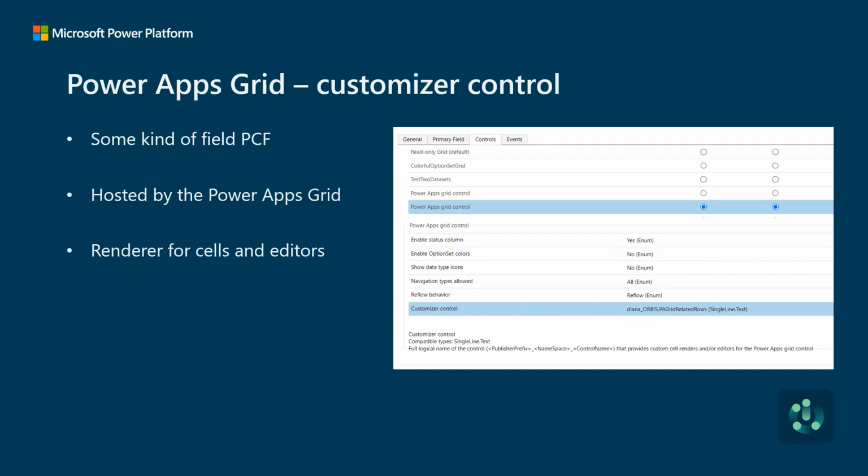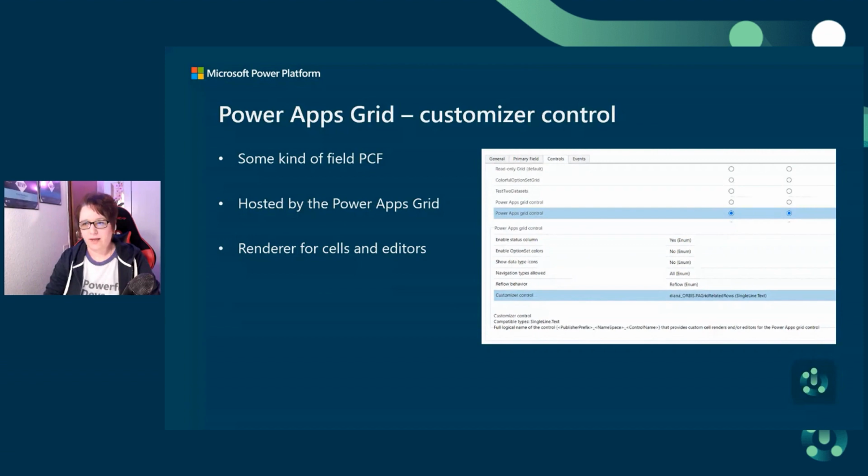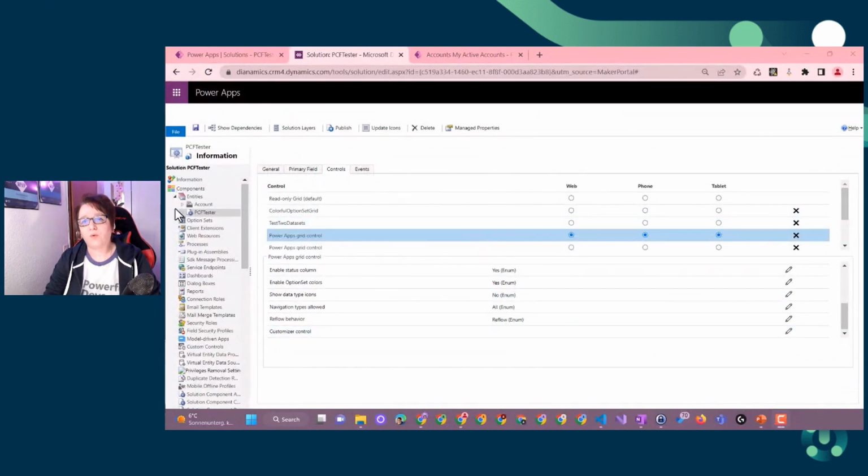And when I'm talking about the customizer control, it's the option I have to specify a customizer control for this Power Apps Grid. And that would be a PCF. It's some kind of field PCF, which is hosted inside the Power Apps Grid. It's the same idea of cell render, which we can use for an editor or just for rendering, which you saw in the Power Apps Grid. But the idea here is that I don't have to implement the whole grid. I leave the hard work to the Power Apps Grid, and I only implement this tiny control for this column. So let's first see how it's working.